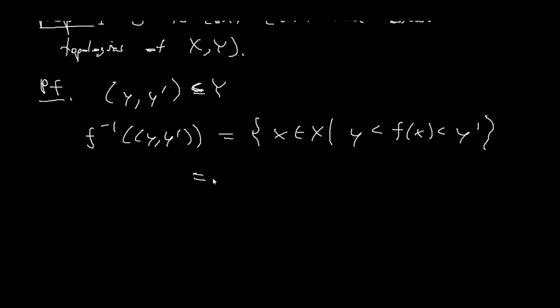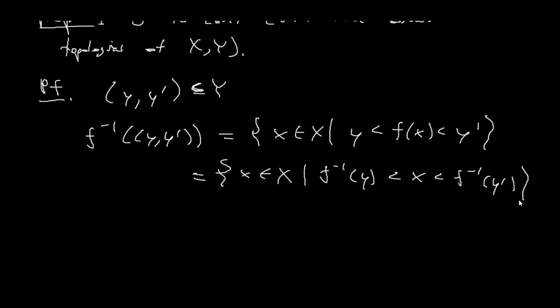Since f is an order isomorphism, we may rewrite this as follows. That's just the set of x in X such that f inverse of y is less than x, which is less than f inverse of y prime. And that's just the open interval from f inverse of y to f inverse of y prime. And so the inverse images of open intervals under f are open intervals.